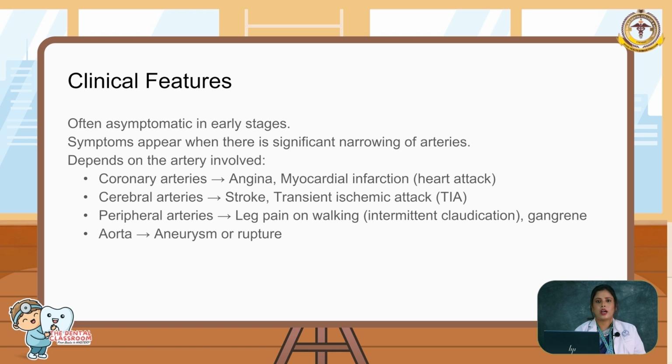When it involves your aorta, what is aorta? Your major vessel, right? When it involves the aorta, it can present as aneurysm. What is aneurysm? Dilatation of your aorta, or it can also rupture at times. So these are the clinical features of atherosclerosis.